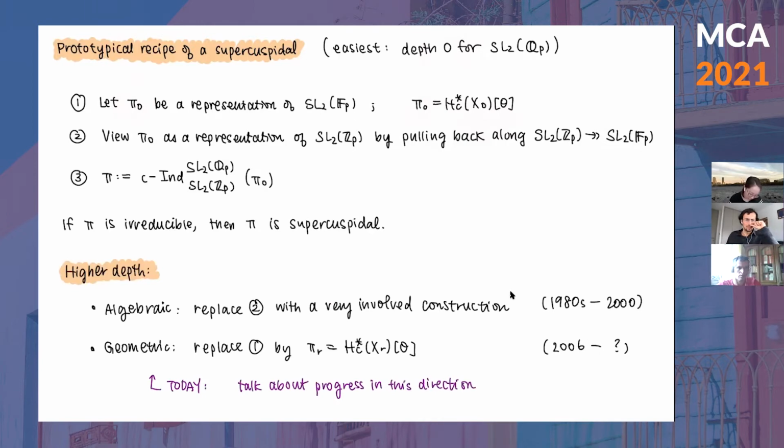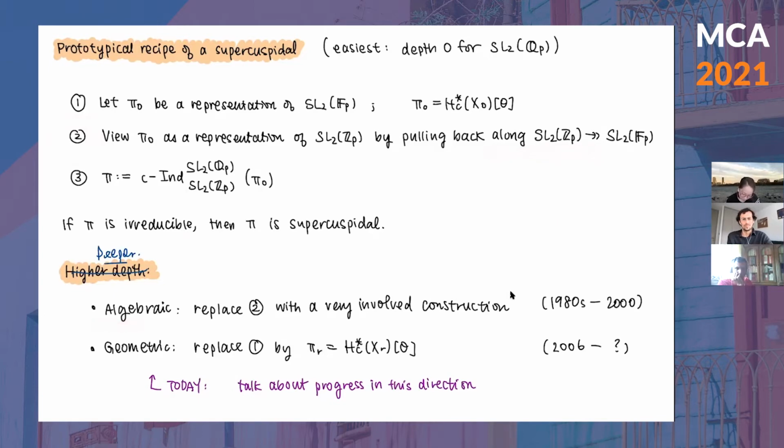Okay, so higher depth, I mean, maybe it's better to just say deeper. Well, there's a couple approaches, one which has more history to it, and one which has less history to it. And so the one way to make this recipe 1, 2, 3 produce more interesting representations is to change 2. Instead of just pulling back along the surjection, maybe you supplement it by building up some other stuff. So you have some complicated recipe replacing this easy step in step 2.